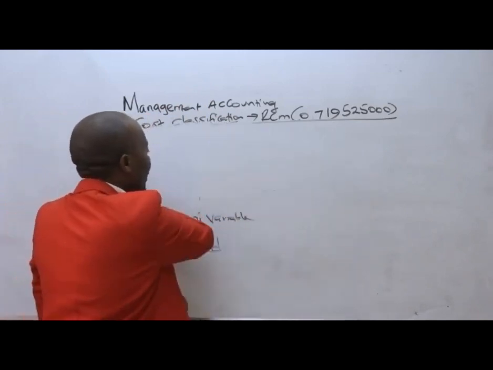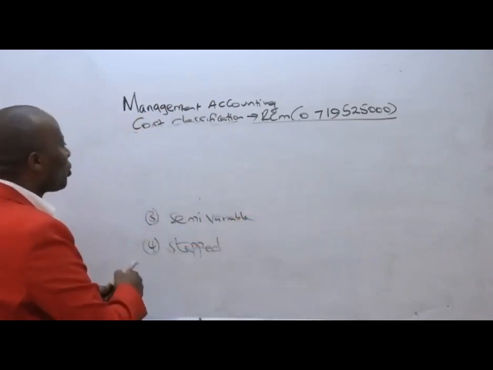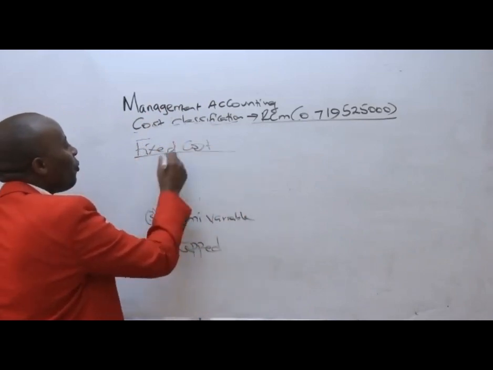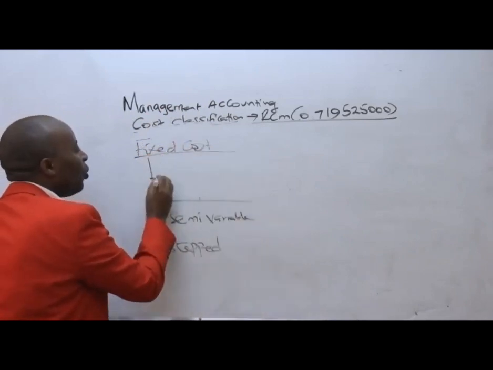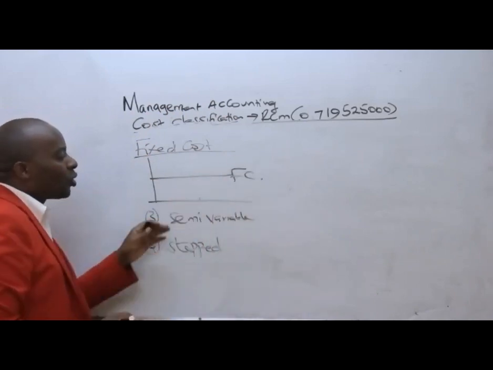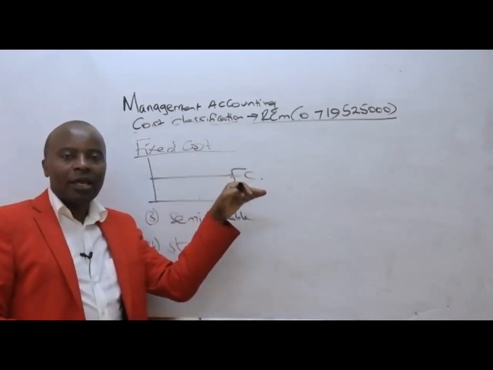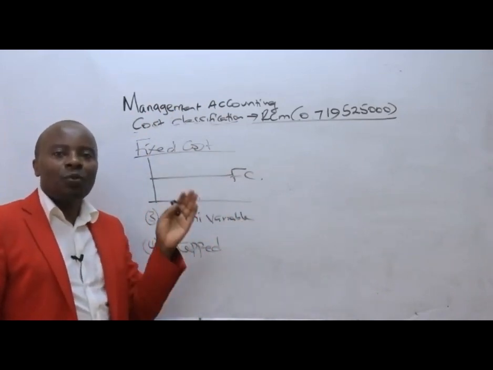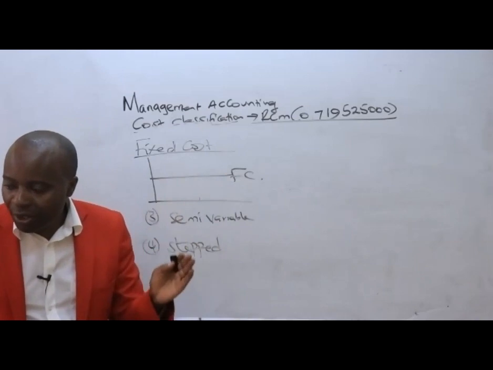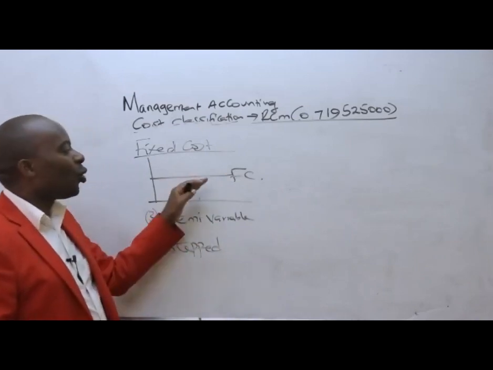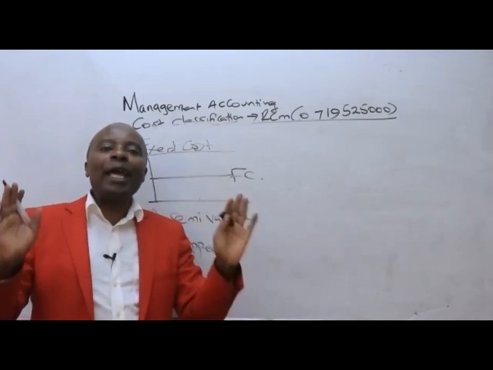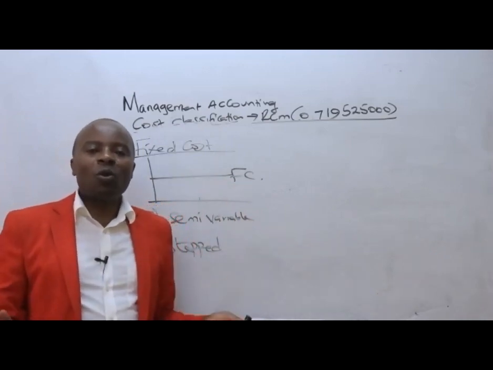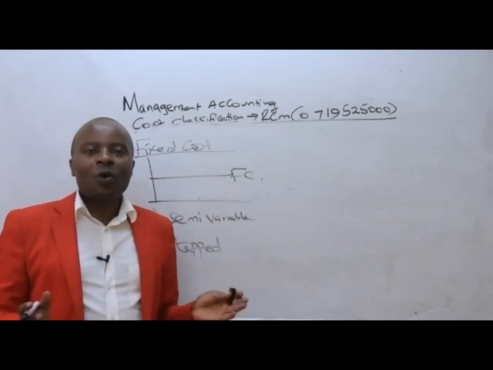From there, ladies and gentlemen, we have the fixed cost. As the name suggests, they behave in a funny way. For fixed cost, we'll always have it constant, regardless of the output. It doesn't matter how many units you produce, fixed cost will always remain the same. For example, rent. It doesn't matter how many students we put in this room, rent will always be fixed.